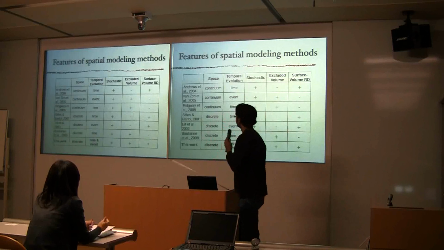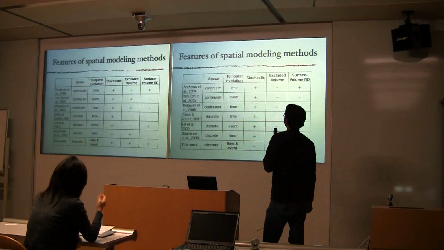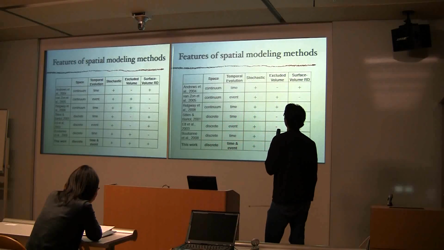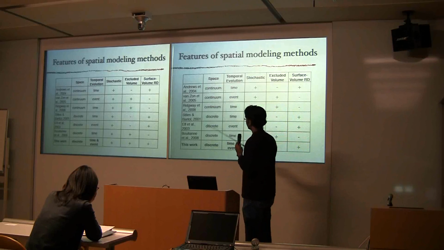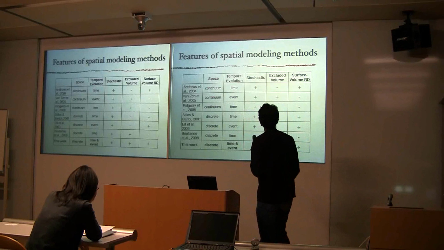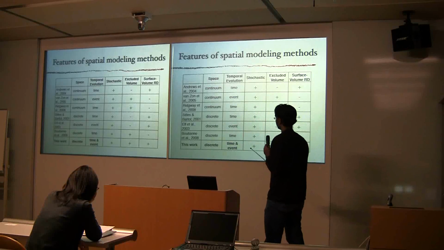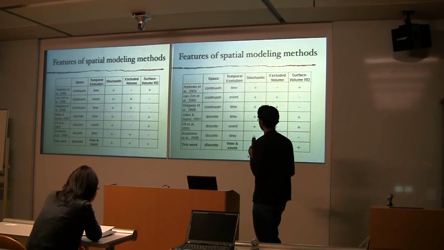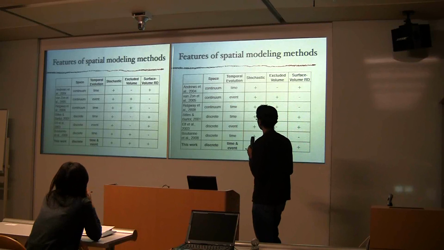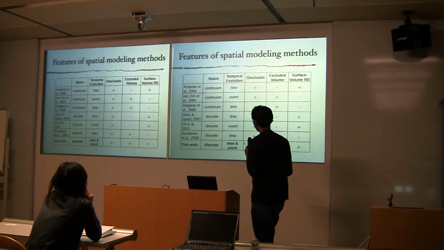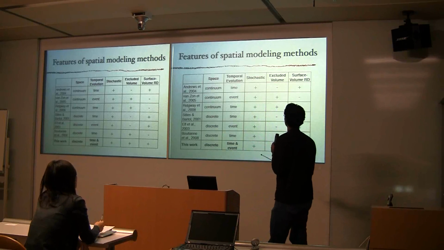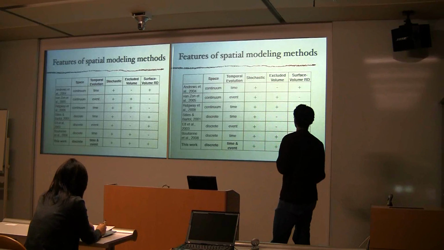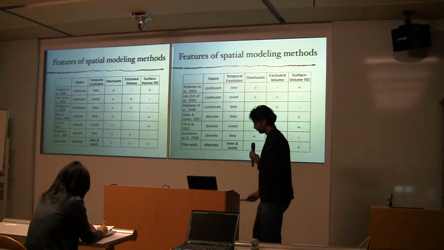So what are the available spatial modeling methods at present? There are many available methods, but so far in this work, I was able to create a model that can fulfill some of the main requirements, such as stochasticity, excluded volume, and surface volume reaction diffusion.